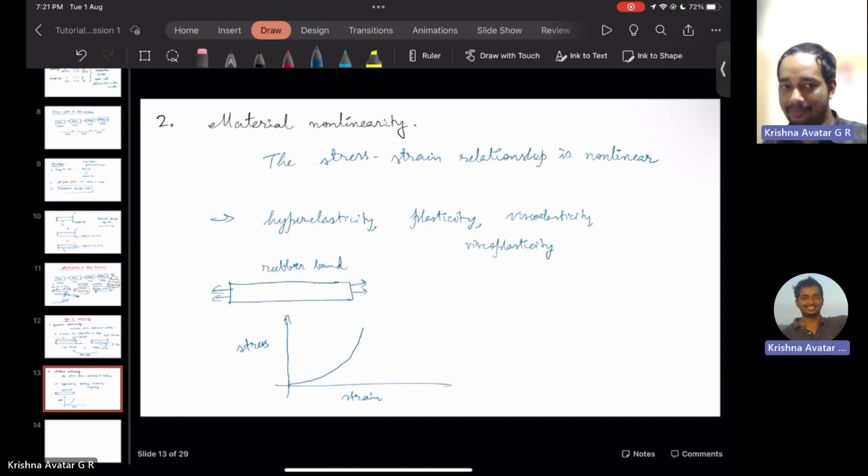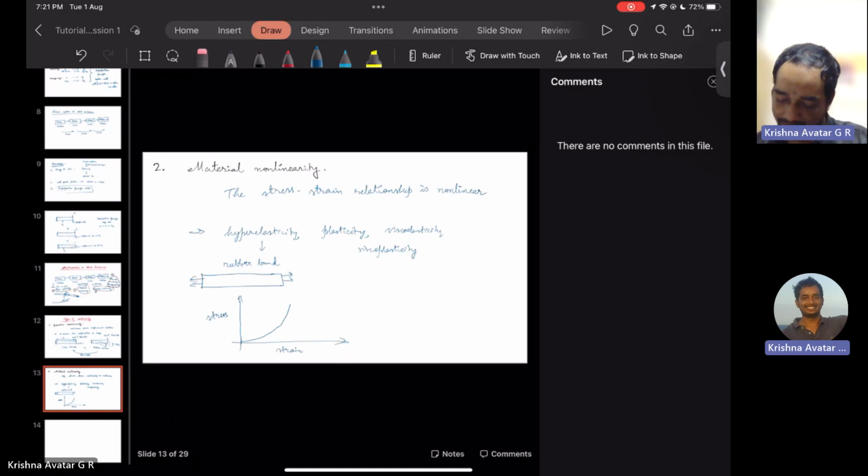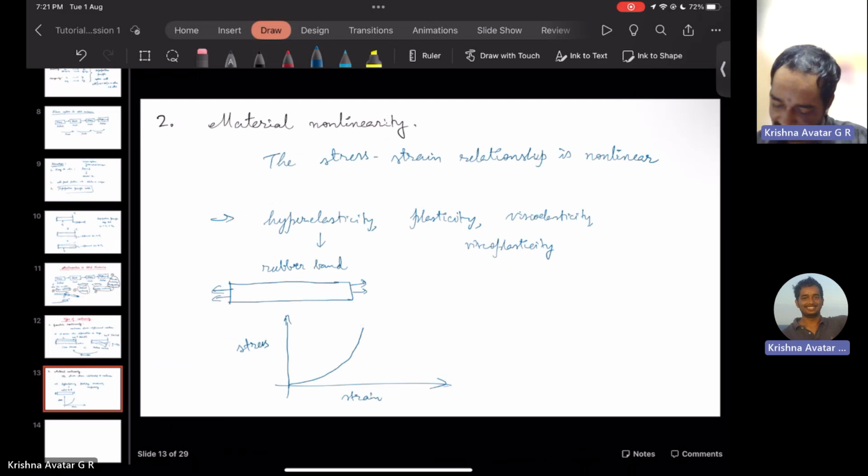So this is one such example of a material nonlinear system. You are clearly able to see that the stress and strain relationship is not linear. The study of rubber comes under hyperelasticity. Now, there are different meanings to every term, but let's not discuss it right now. Although I would just like to bring you to this concept of plasticity.